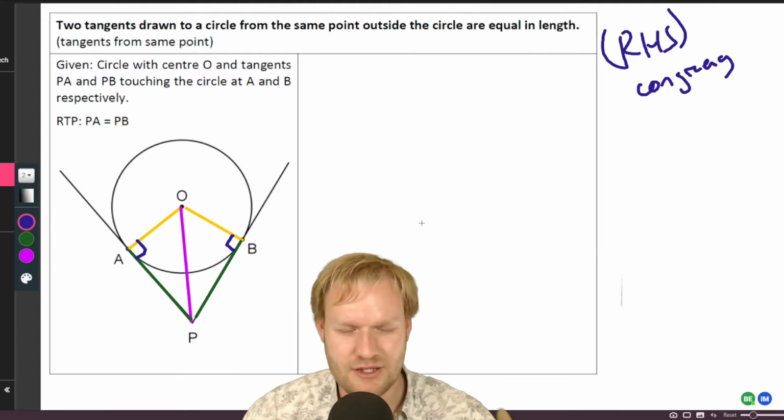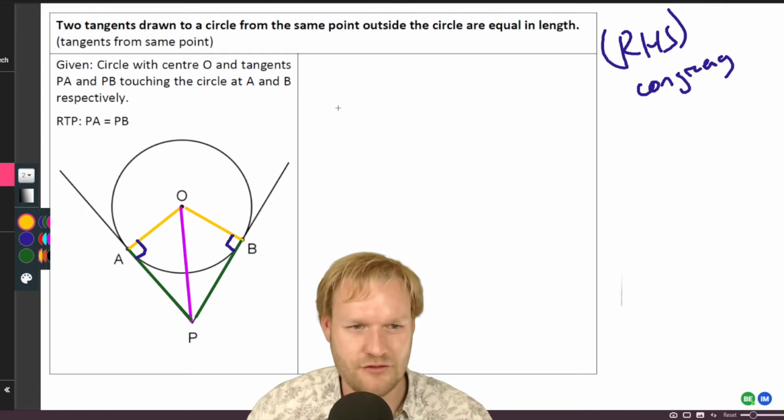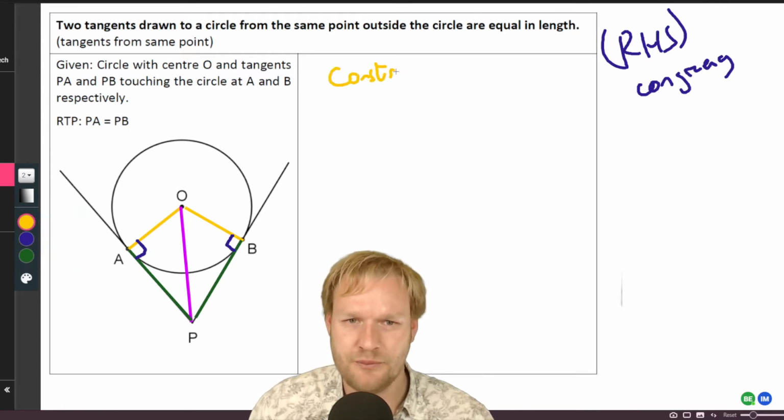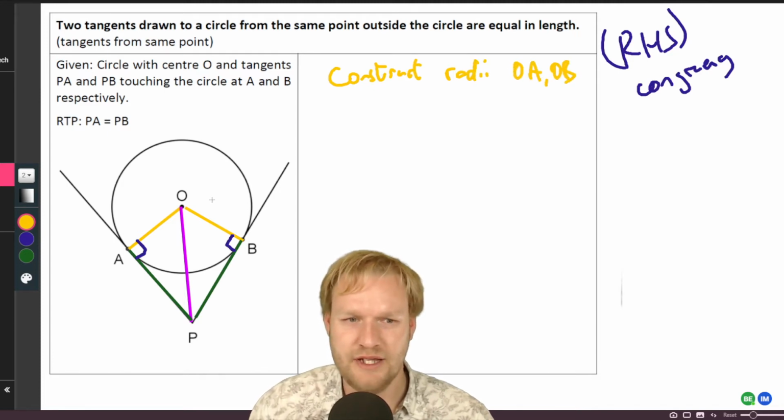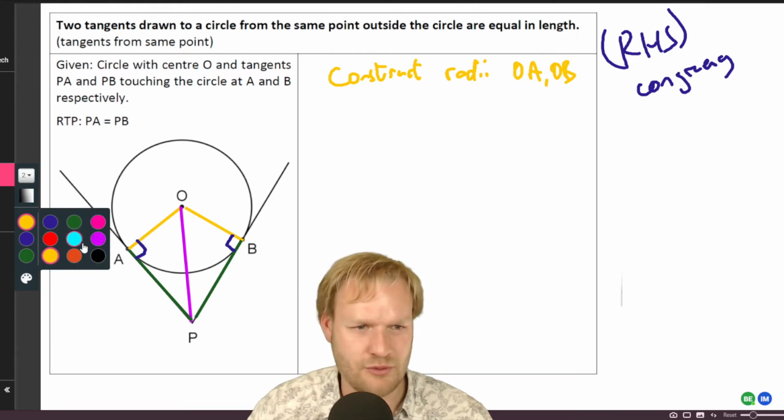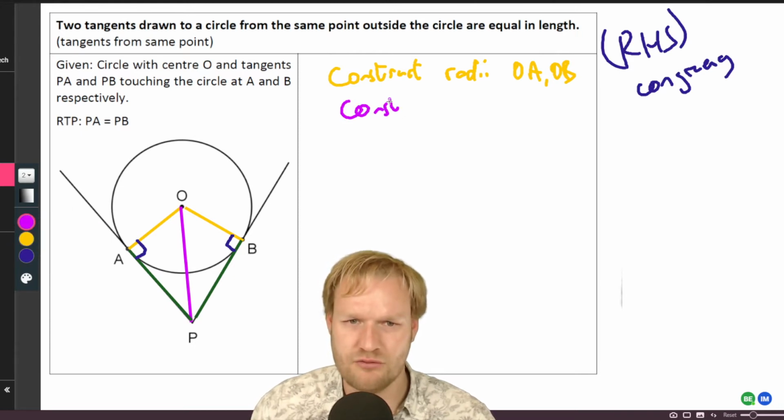So now all that remains is to fill in those gaps of how we're going to show that congruency. First off, we're going to construct these radii, and our radii are OA and OB. And what else do we construct? We drew this line OP.